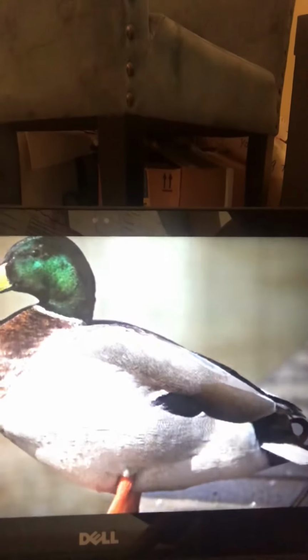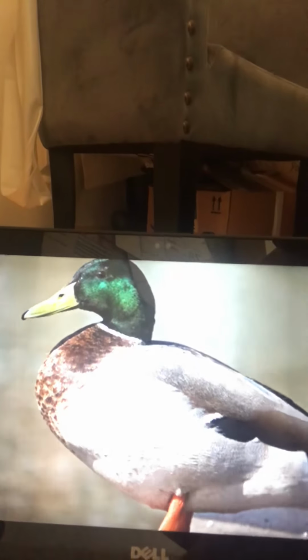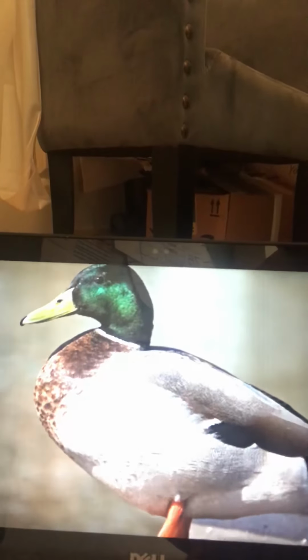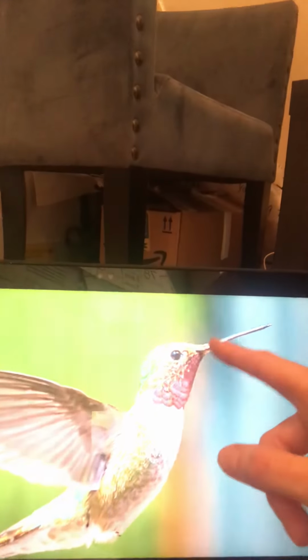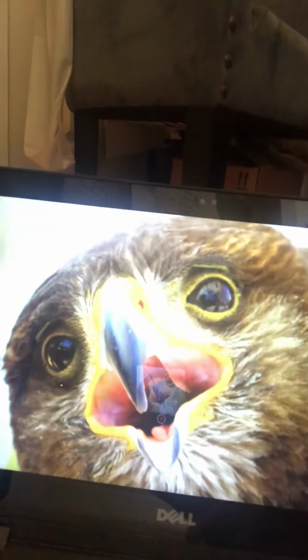Now we have our hummingbird. What does this beak look like? And our mallard duck that we've done a lot of study on, how does this beak look? Good, just think about all the adjectives you could use. Here's our hummingbird again. Look at its beak. Again, we're just focusing on the beak right now. And look at this, a nice close-up of the eagle's beak.